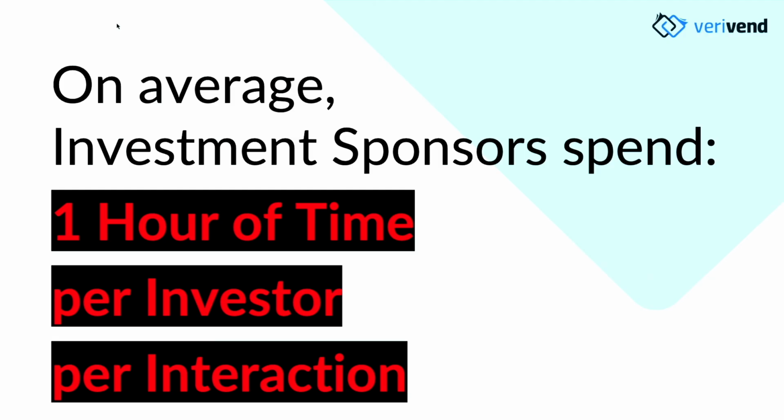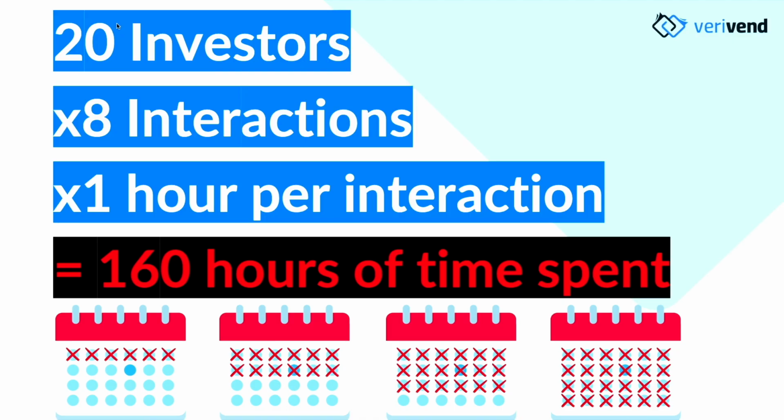On average, and this is based on our own customers' data, investment sponsors are spending 1 hour of time per investor per interaction. And if you were counting all of those things that were covering up the most important things to you, it's 8 interactions on average. So let's do the math on that. You do a deal with 20 investors, 8 interactions, an hour of time per interaction, that's 160 hours of time. 4 weeks. That sounds like a pretty big distraction.